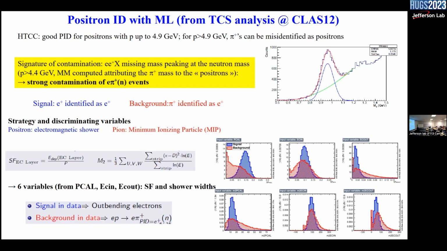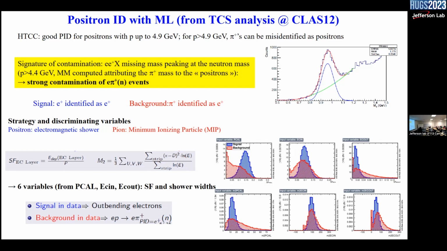The way we understood there was a contamination: we took the candidates that were given as positron in the data, the ones that were beyond the threshold of the HTCC. We formally gave them the mass of a pion and reconstructed the missing mass of the e+, which is actually a pion X final state. And we saw a big peak at the neutron mass. The big peak at the neutron mass comes only if you have a pion in the final state. Again, this was data on proton. So we realized that there is a strong contamination of these events.